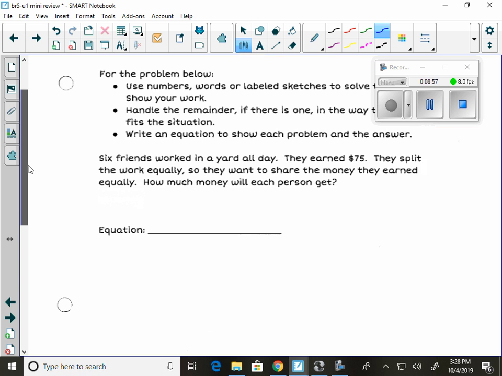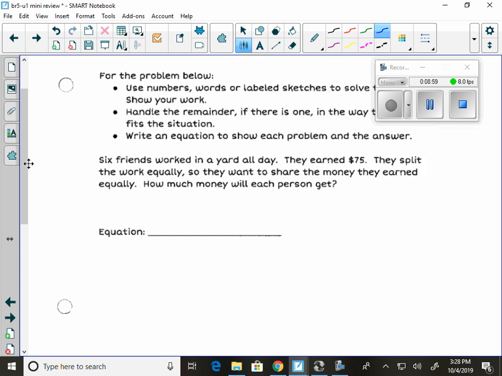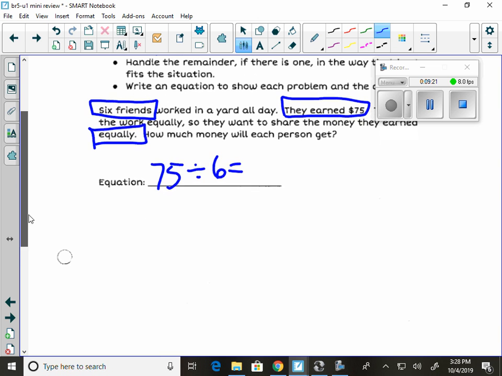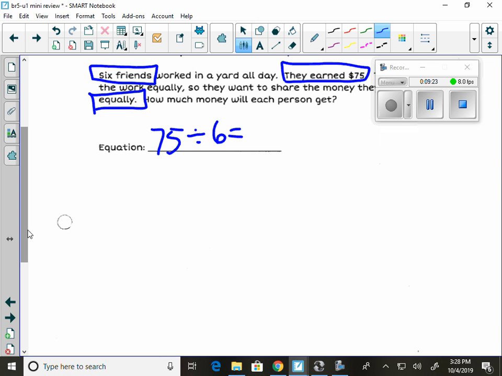And that takes us to the final problem. Using numbers, words, or pictures to solve the problem. Figure out what to do with the remainder and answer the question. Write the equation. So in this one, kids have earned $75, and there are 6 kids who did it, and they're going to split the money equally. So the equation would be $75 divided into 6 equal groups equals something, and we're going to do the work here. Two ways I'm going to do it.